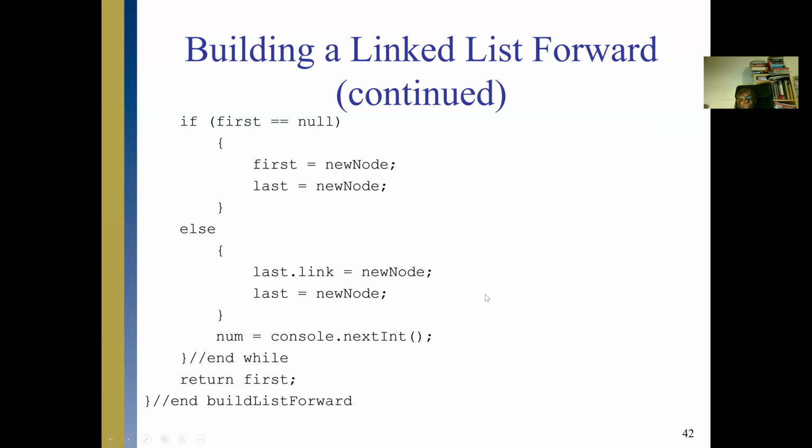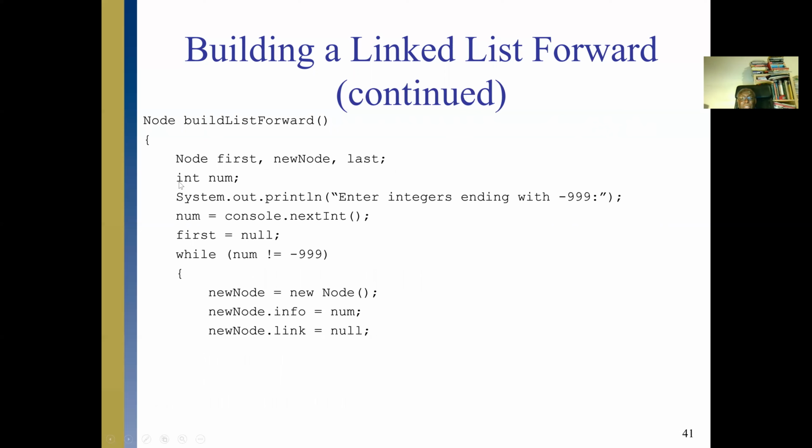So again, this is a very straightforward way of building a linked list for us. I'll start from the beginning again. We need at least a minimum of 4 variables, the first and the last to keep track of the first and last. And then for creating the new node, we have a variable new node to put it in, then the num information. So we ask the user to enter the integer, with the sentinel value to stop it.